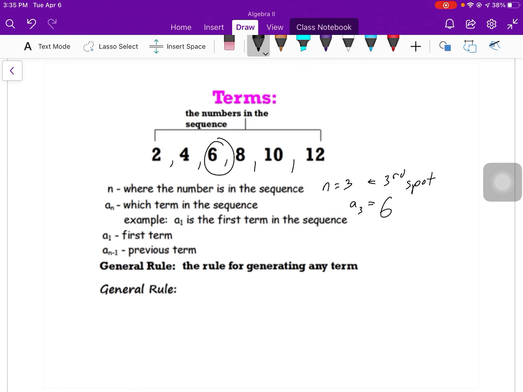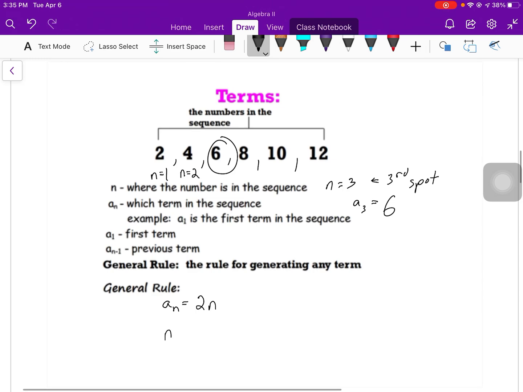A sub 1 is the first term. And sometimes you'll see A sub n minus 1. That means the previous term. Now, a general rule is a rule for how to write these things based on the number's position. For example, if this is the first spot, how would I get this 1 turned into a 2? If this is the second spot, how would I get the 2 to turn into a 4? Well, I notice that whatever my position is, if I multiply it by 2, that's the number that's sitting there.